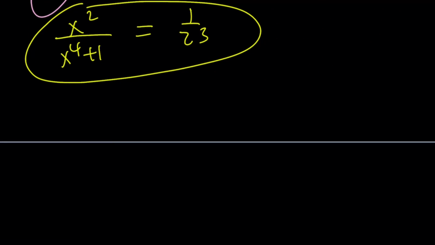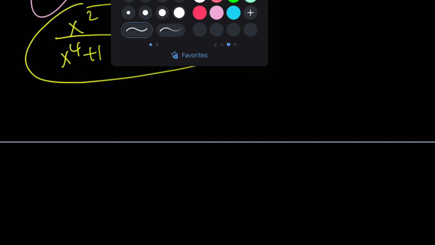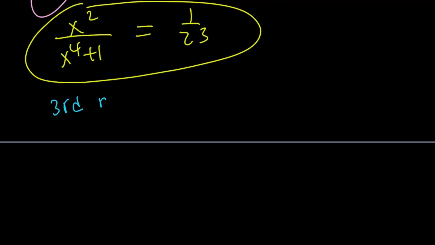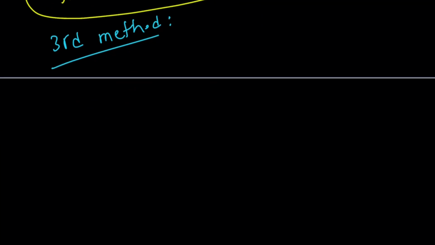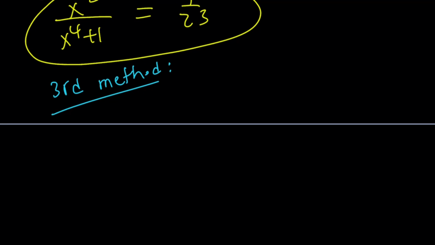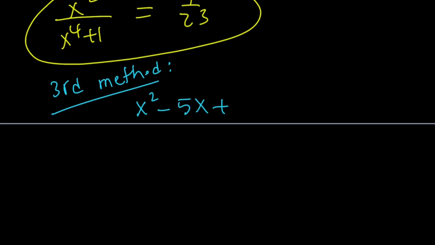Let's go ahead and take a look at the third method now, which is obviously my favorite. Saved it for the last. My third method is really cool because it also explains how we get a numerical answer from this. Because you don't always get a numerical answer.